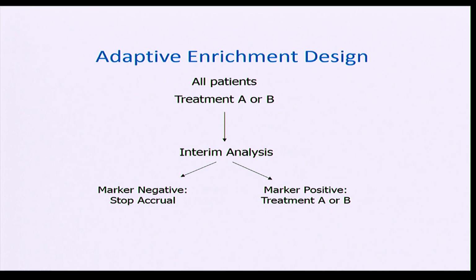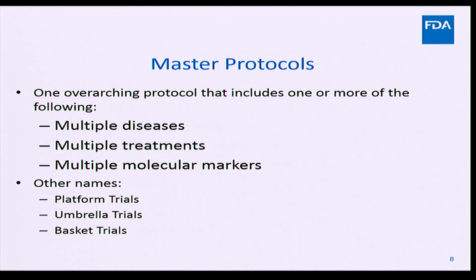So then you could have adaptive enrichment trials where you start with all comers, but at interim analysis you see that there is no effect in the negative, or whatever your threshold is for that. And then you can stop accrual in the negative population and only accrue further in the marker positive population.